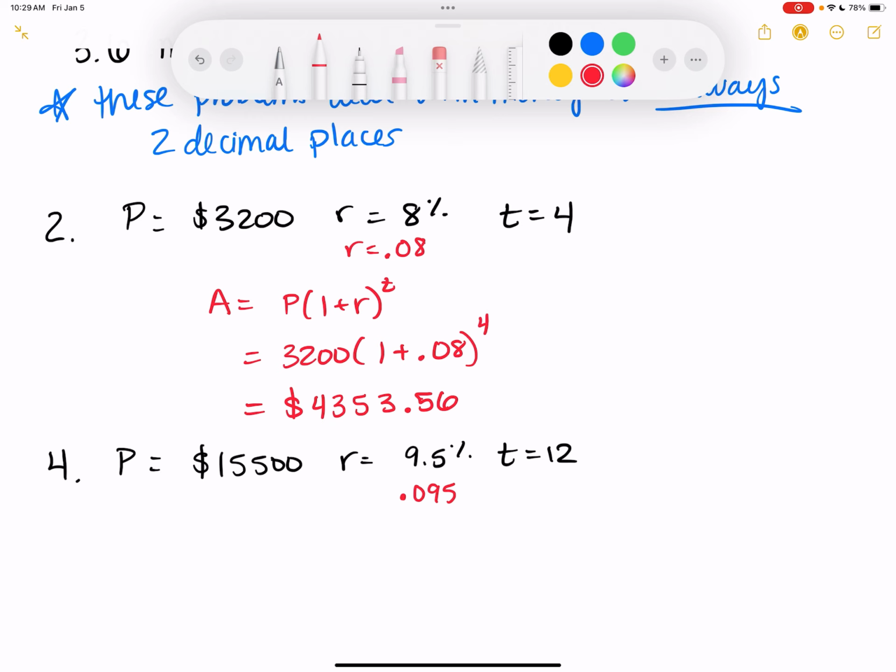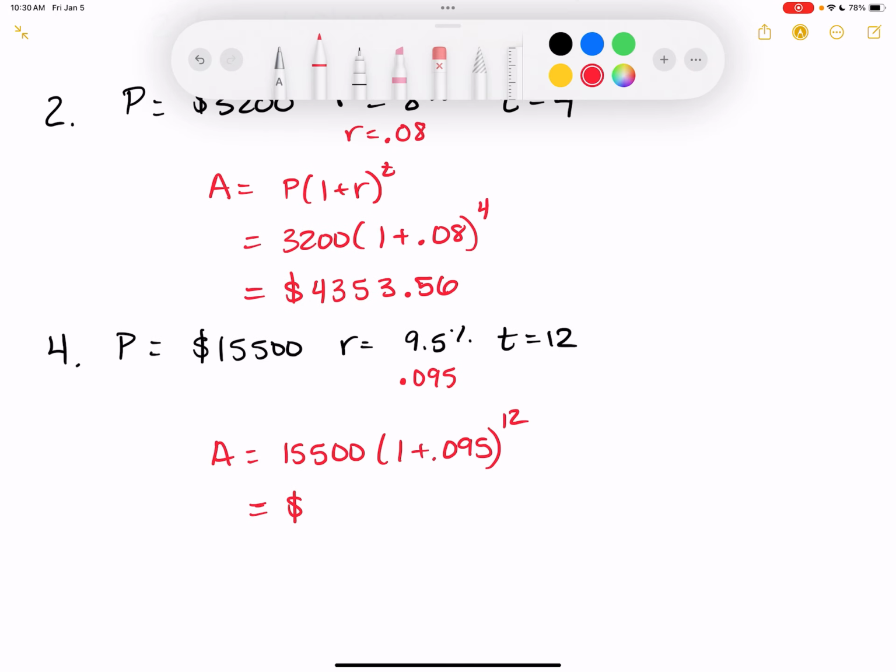All right, so plugging it in, I'm not going to write the formula again, but it's up there. So 15,500 times (1 plus 0.095) raised to the 12. 6057.58.